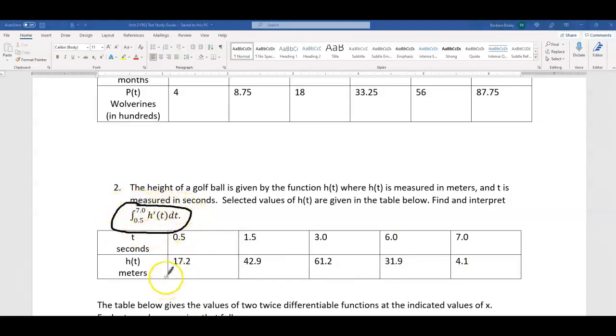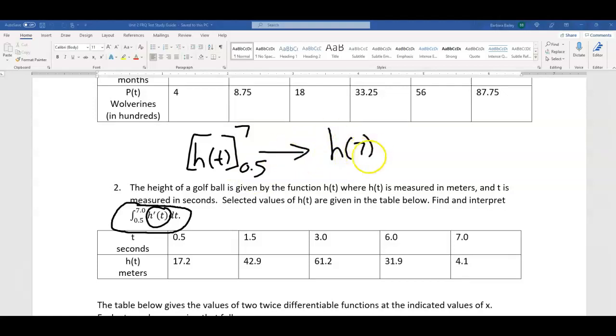Alright, so the first thing I'll be looking for is the actual integration of h prime, which is h. And then we put brackets instead of an integral, and then we put the limits out here. The next thing I'll be looking for is the fundamental theorem of calculus, where we do plugging in the limits. The last thing I'll be looking for is the answer.